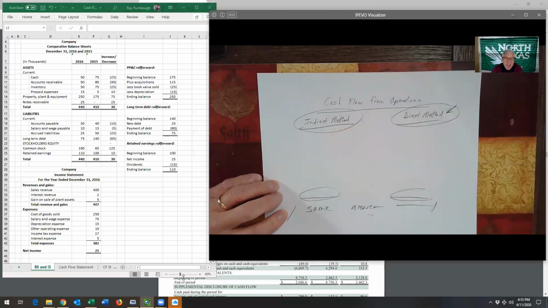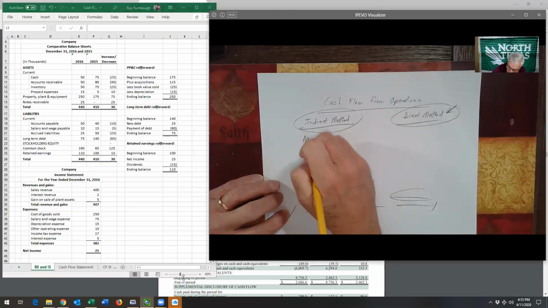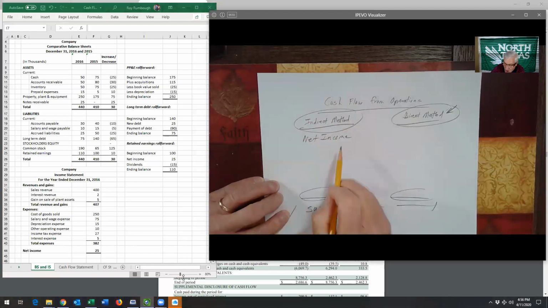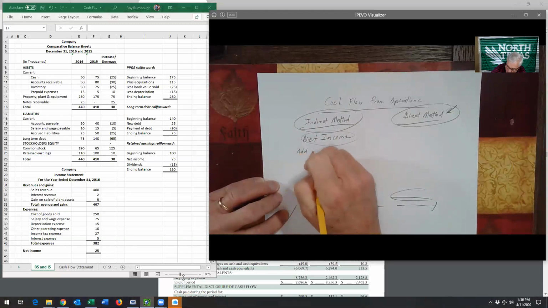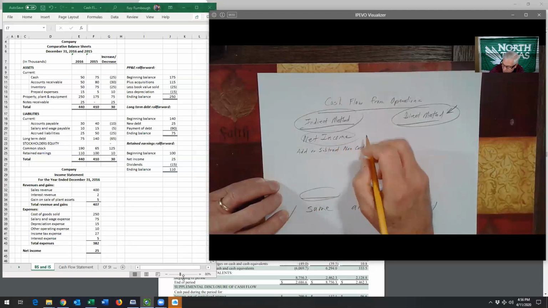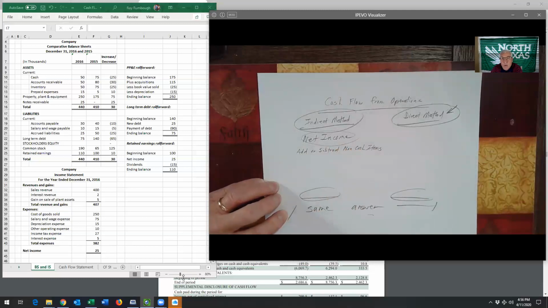It's a lot easier. With the indirect method, we start with net income first, or a loss. It could be a loss. So we start with net income right from the income statement, and we add or subtract non-cash items. Remember, when we debit depreciation expense, what do we credit? Accumulated depreciation. There's no cash, but we're reducing the net income, so we add that back, and we'll see that as we work an example.